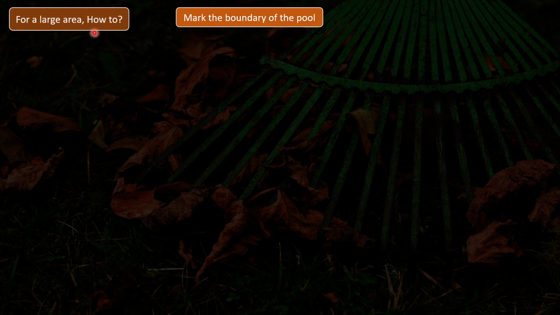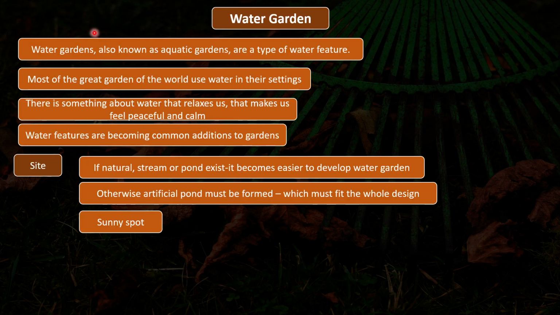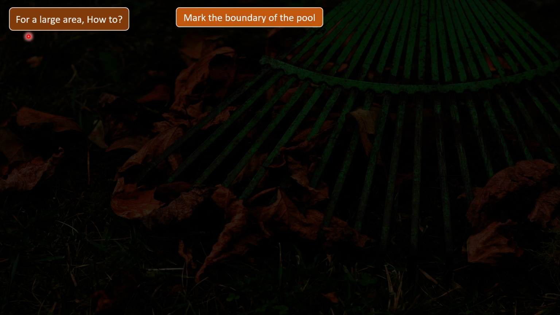Now, how can you build a water garden? For example, if you have a large area and you want to build a pond in that large garden, how can you make it? So first of all, you need to mark the boundary of the pool.